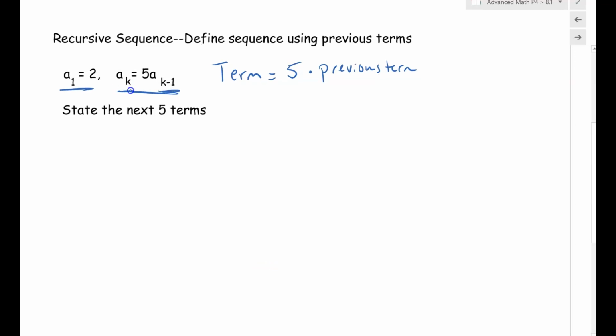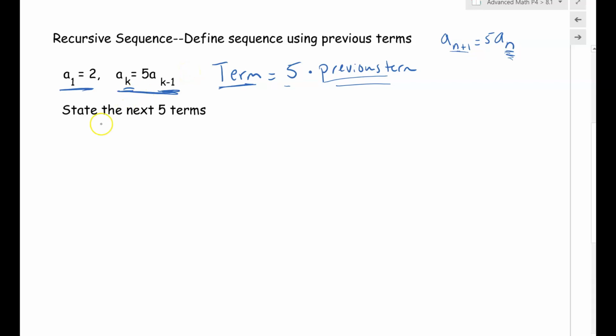So if this was a k, this is k, and this is k minus 1, this is the one before it. If I changed it slightly, I could have done it this way. And that's the same thing. It's saying to find the term, I take 5 times the previous term, because this term and then this one over here, the n is 1 less than the n plus 1. Okay, so that's what it's saying when you have this recursive sequence.